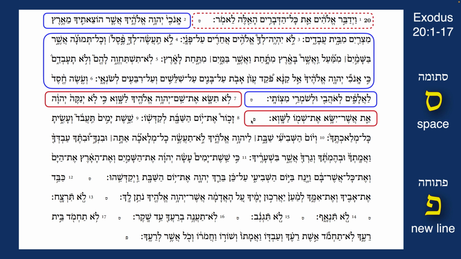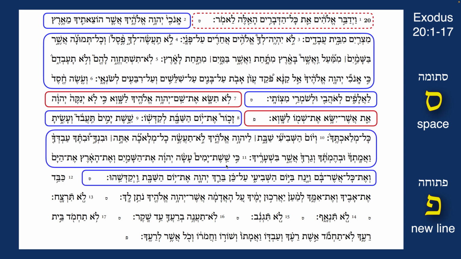Now, so far, how many have we got? It starts with verse 2. Anochi Adonai Elohecha asher hotzeticha me eretz Mitzrayim beit avadim, etc. It goes on till here, mitzvotai. This word, it ends here. That's the first commandment, ends at verse 6. The second commandment ends here. This is the third commandment.